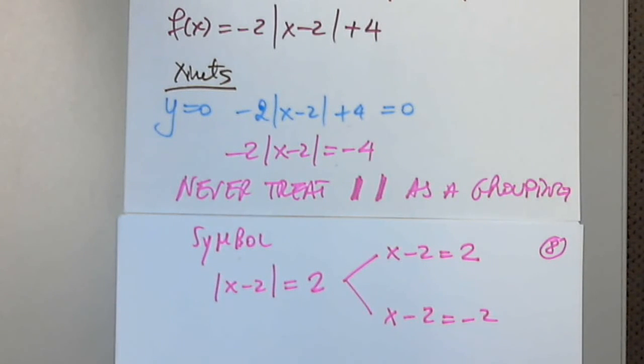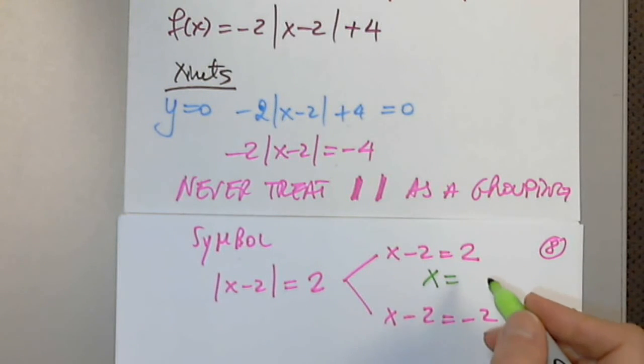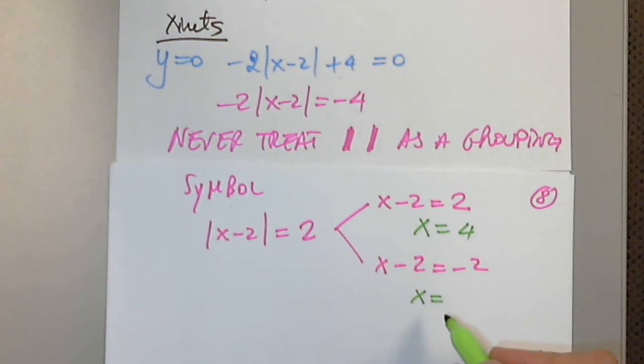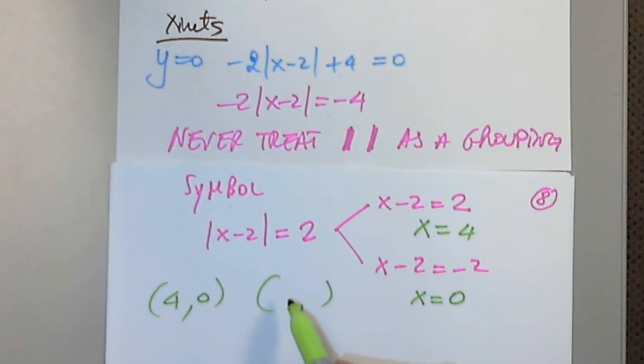Now I solve the first equation for x. X equals 4. Excellent. Second equation, solve for x. X equals 0. Perfect. So what are the x-intercepts for this function? Awesome. 0, 4 and 0, 0. Excellent. Should I look for the y-intercept or is this it? That's it. Good. Very good.